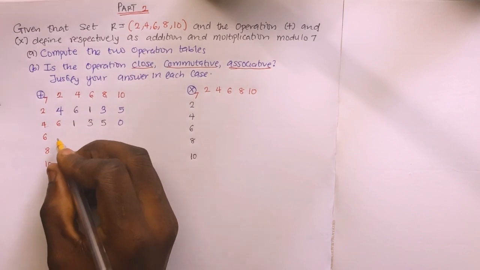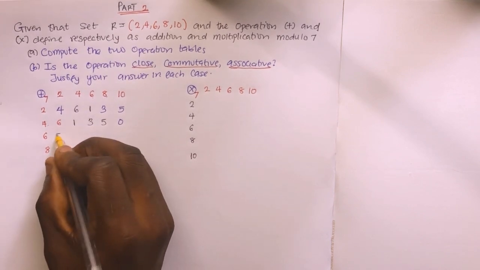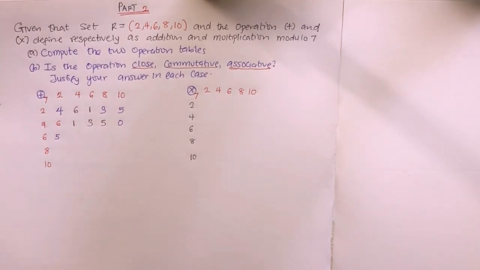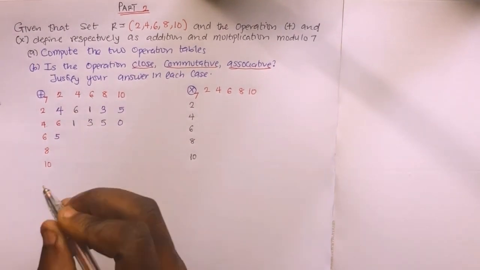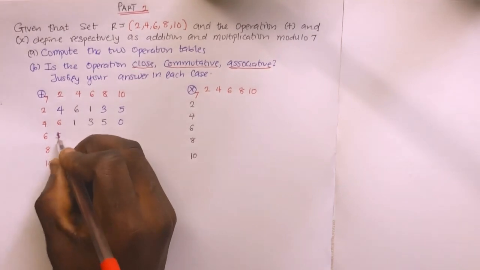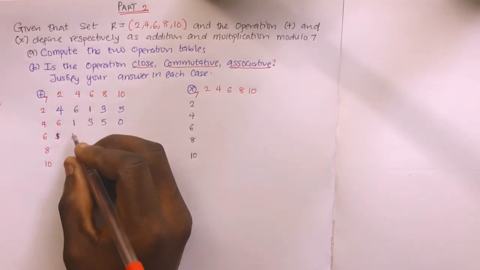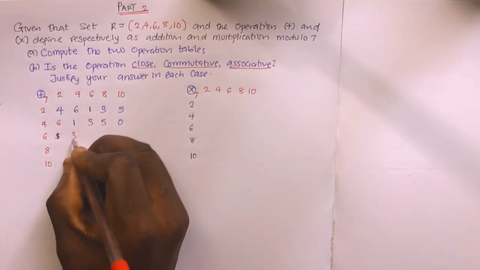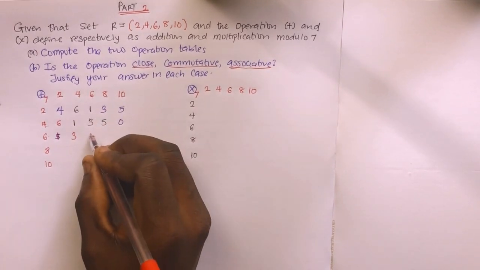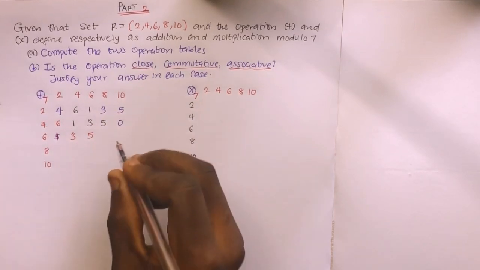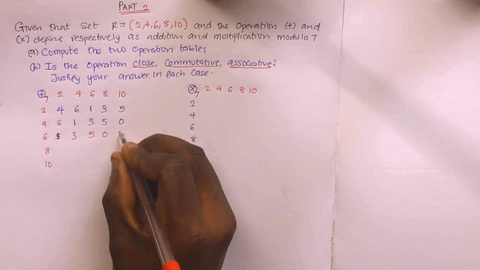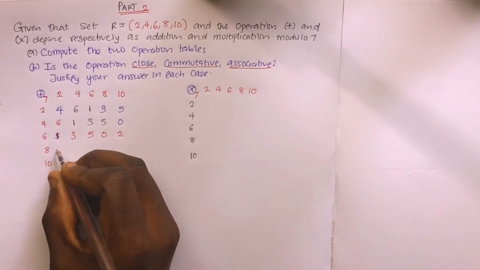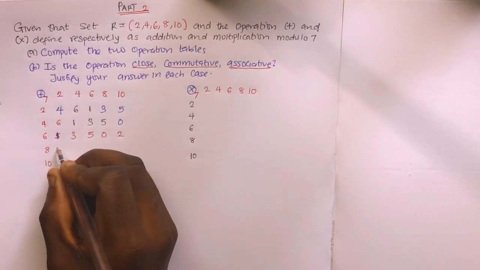6 plus 2, that's 8, which is 1. 6 plus 4 is 10, which is 3. 6 plus 6, that's 12, which is 5. 6 plus 8, that's 14, which is 0. 6 plus 10 is 16, that should give me 2. Then the next one will be 8 plus 2, that's 10.